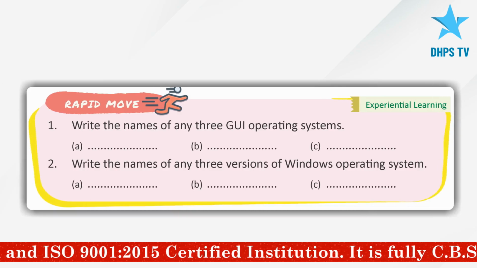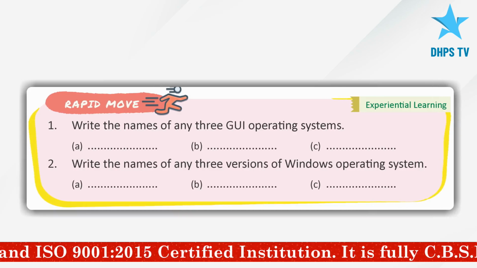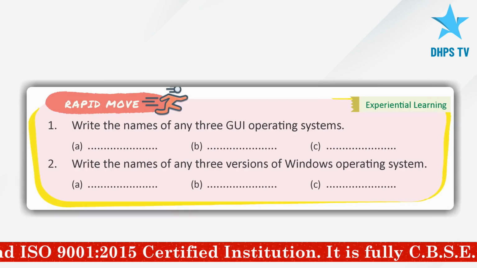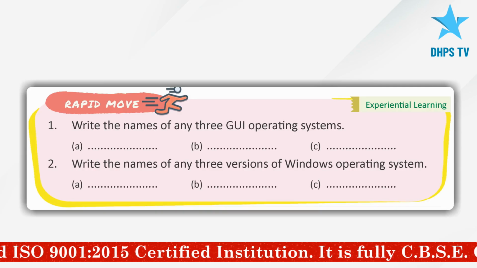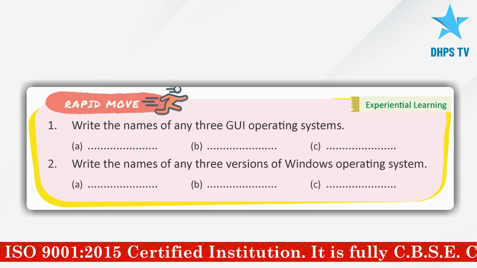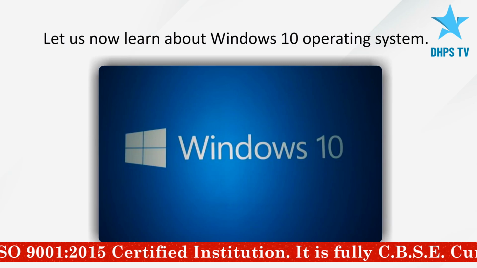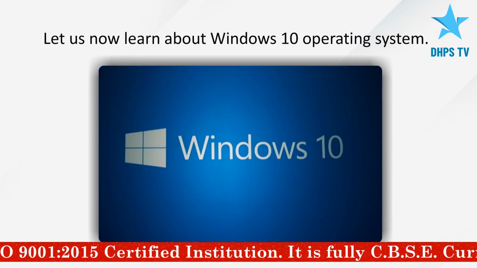Rapid move. 1. Write the names of any 3 GUI operating systems. 2. Write the names of any 3 versions of Windows operating system. Let us now learn about Windows 10 operating system.